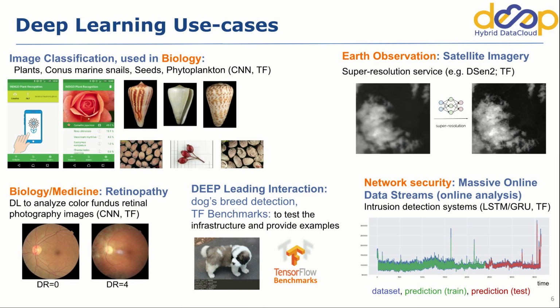In order to develop the platform, we collected requirements from research communities and identified several use case applications. For instance, plants classification, which developed into a more general module for image classification, is also used to classify conus marine snails, seeds, phytoplankton. The retinopathy application is developed to distinguish different levels of diabetic retinopathy from fundus retinal images. Satellite imagery application is to upscale low-resolution bands based on the information present in other bands. Massive online data streams to apply deep learning for intrusion detection.